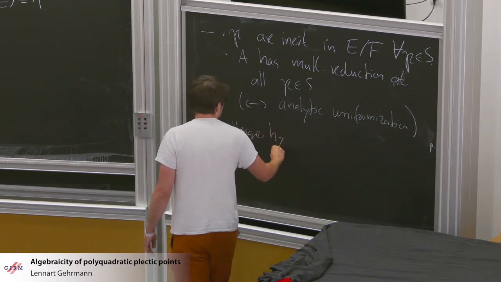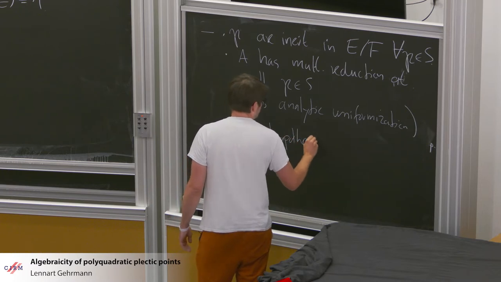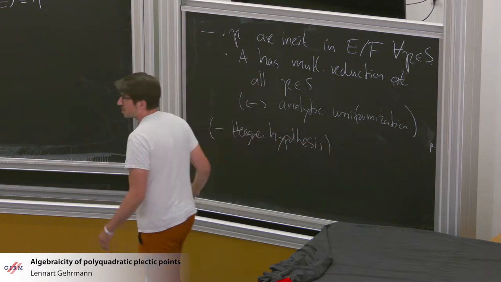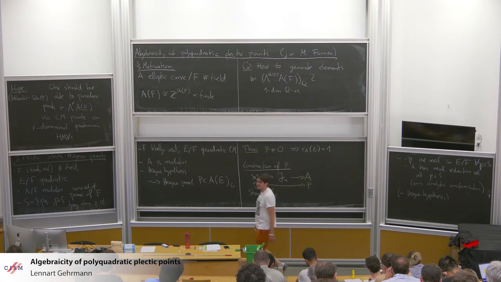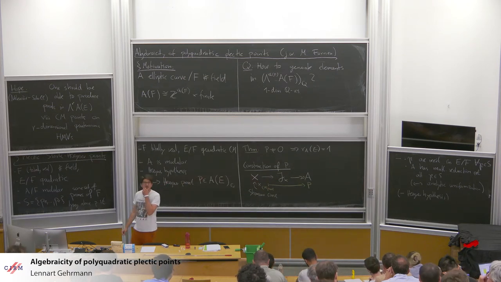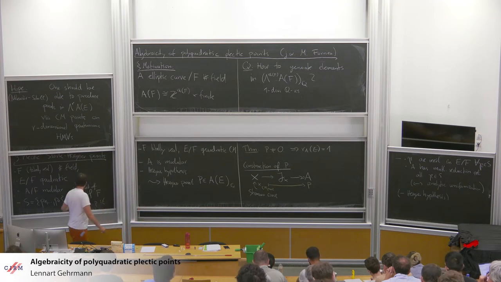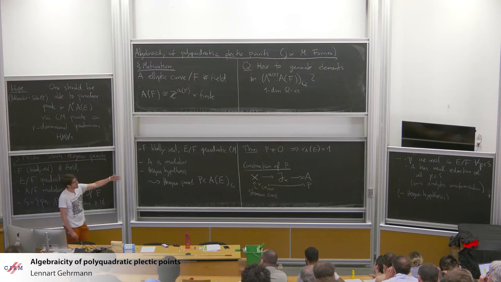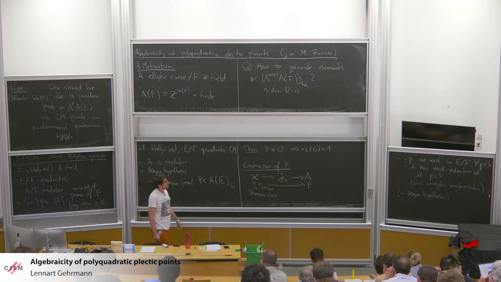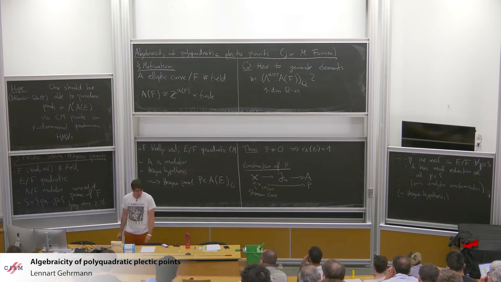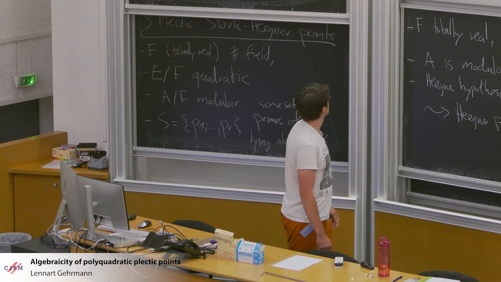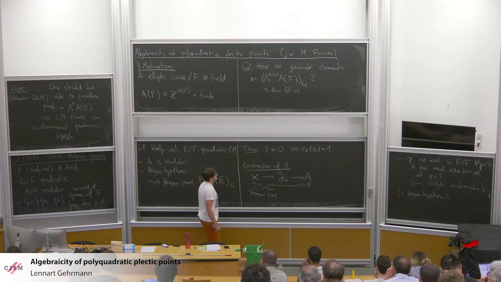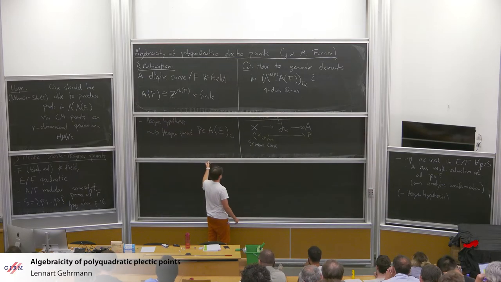And again, some kind of Heegner hypothesis that I'm not going to talk about also answers the question if these are all the primes above p. Basically, you consider all primes above p in F such that they are inert and A has multiplicative reduction at all p in S. OK. So under these conditions, we construct the plectic Stark-Heegner points.